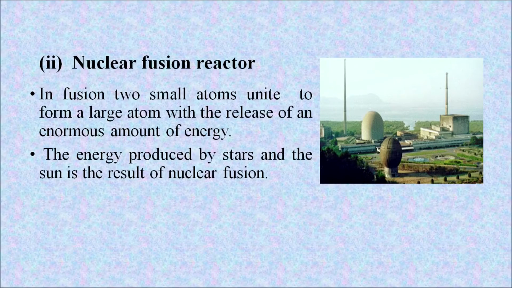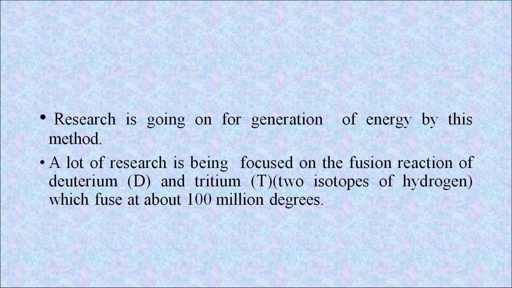Then, the nuclear fusion reactor. In fusion, two small atoms unite to form a larger atom with the release of an enormous amount of energy. The energy produced by stars and the sun is the result of nuclear fusion. Research is going on for generation of energy by this method. A lot of research is being focused on the fusion reaction of deuterium and tritium, which are two isotopes of hydrogen, which fuse at about 100 million degrees.